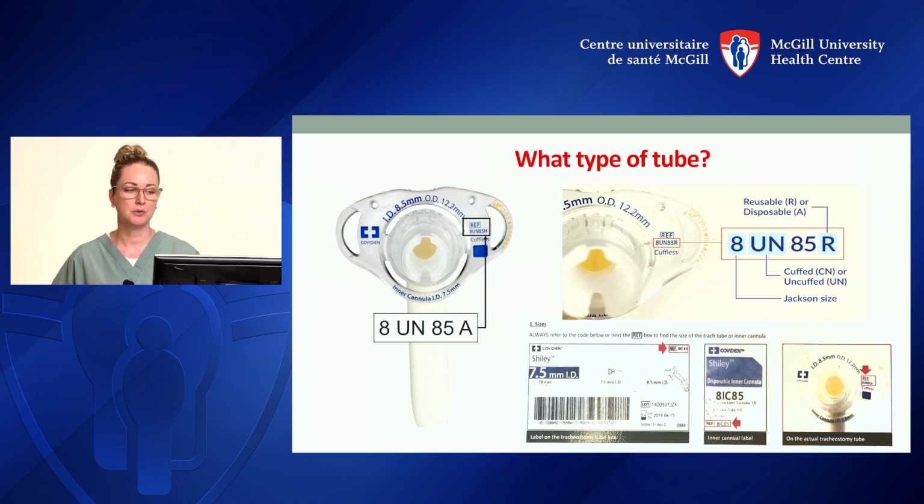Another quick reminder too is that if you see the colored box on the tracheostomy plate, that also indicates it's a disposable inner cannula because they're all color coded.